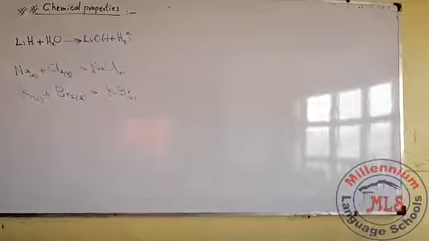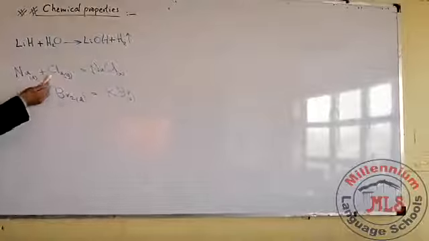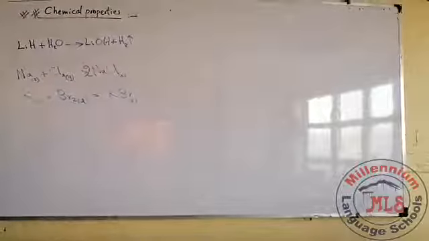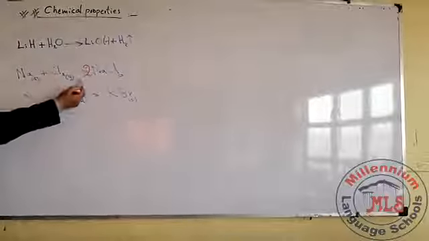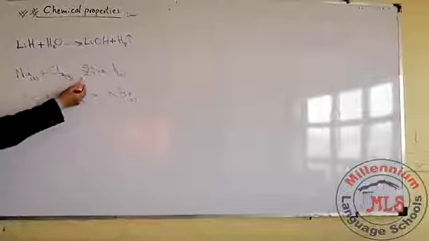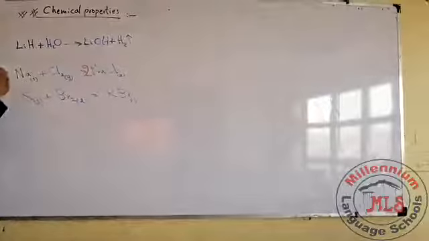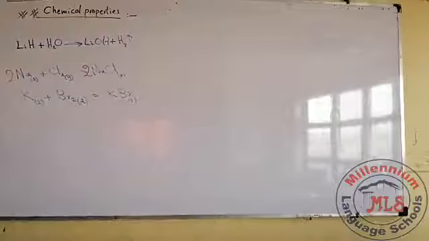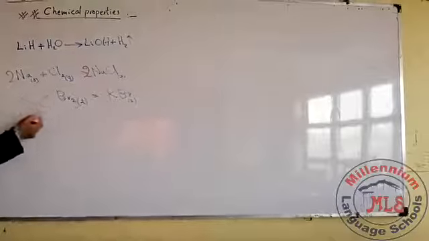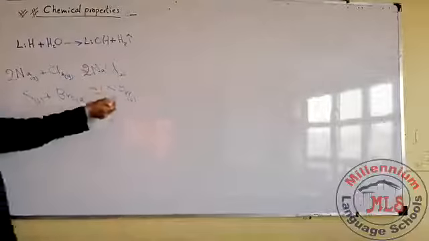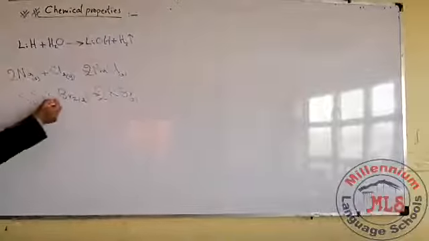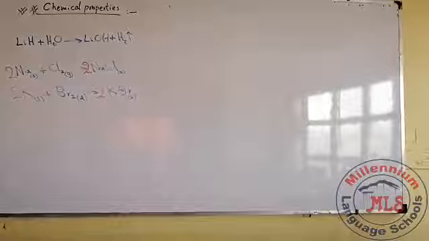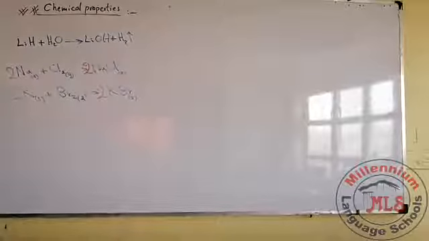Now let's balance these equations. Here we have 2 chlorine, so we must put here 2. This 2, as we said before, will be distributed to sodium and to chlorine. So we have 2 sodium on the right side, so we must have 2 sodium on the left side. Let's move to the second equation. 2 bromine, 2 bromine. 2 potassium, 2 potassium. So these are some reactions with halogens.